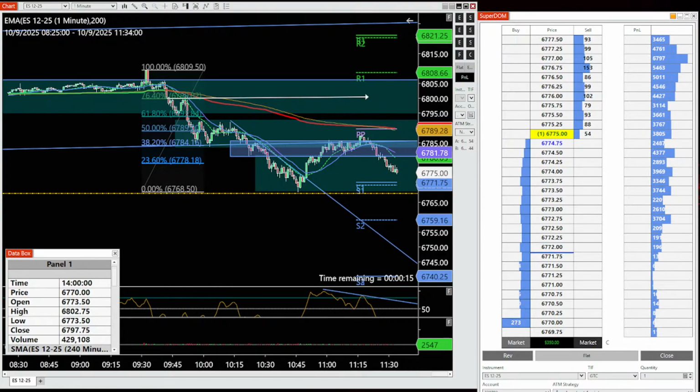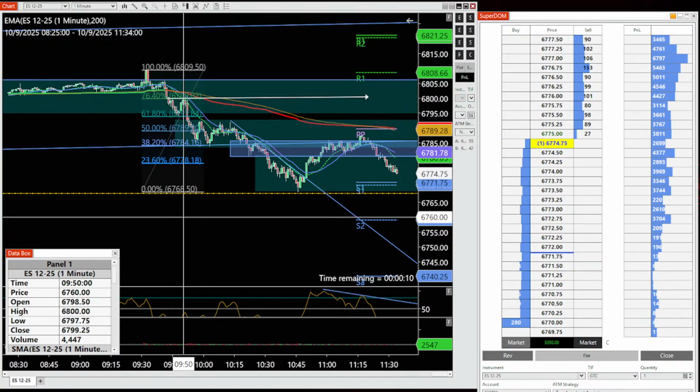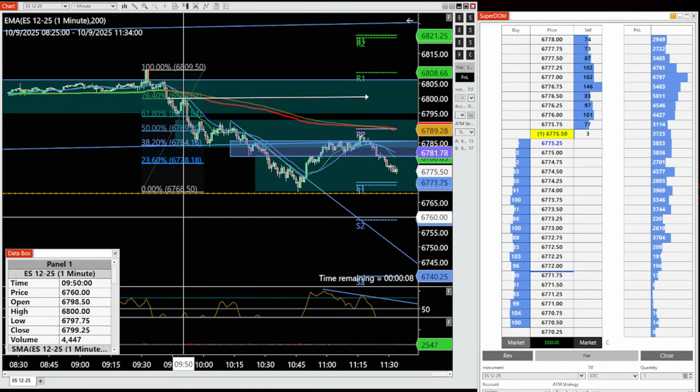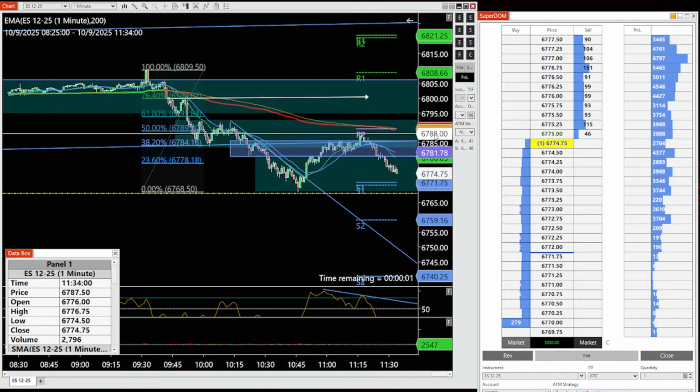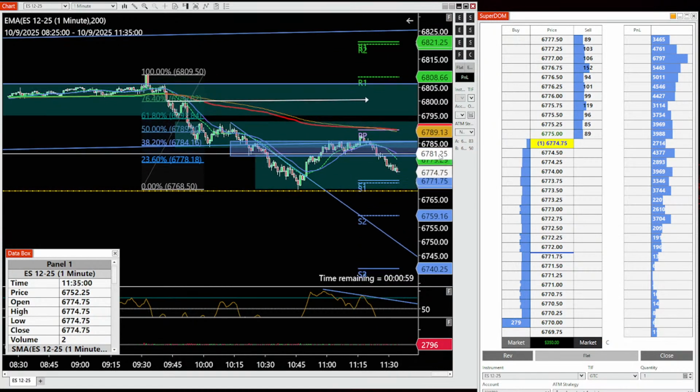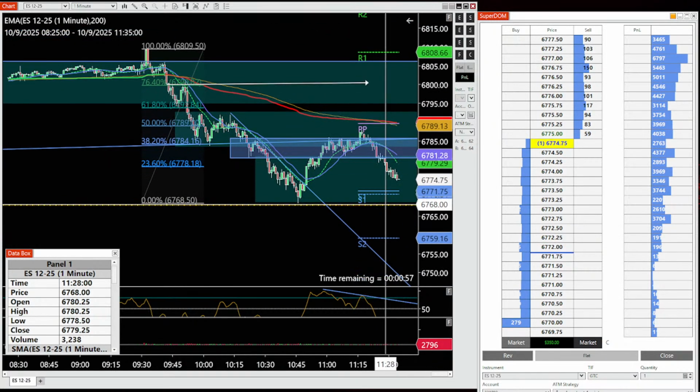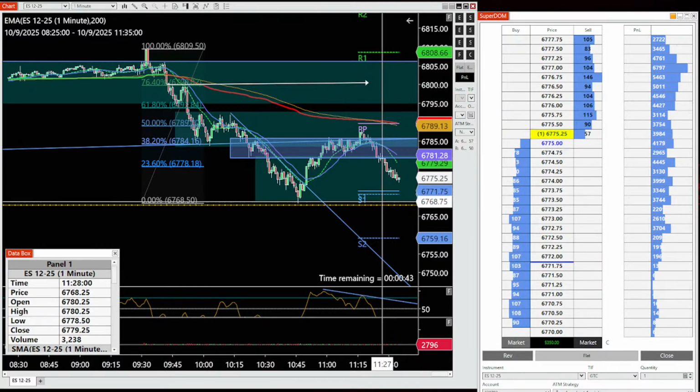Before I open is 73.50. What's that? 73.50. If anything, I'll just wait for a break lower. There's room. If it gets choppy, just wait for a break lower. If it breaks lower, that's 68. I don't want to get caught in here.